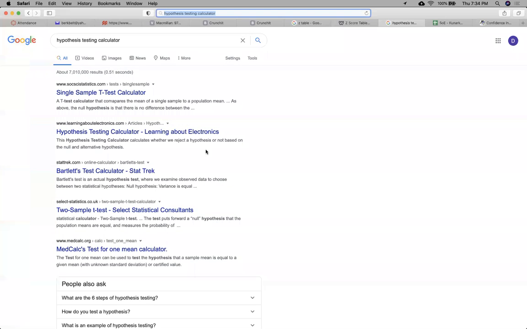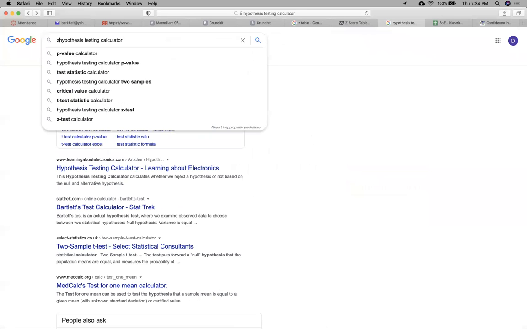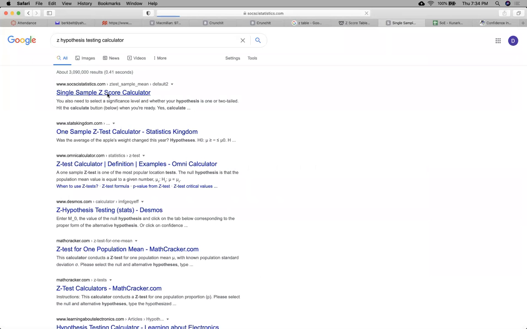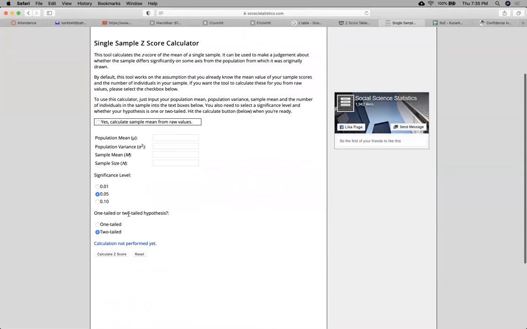Is there another website to do the thing? Well, let's take a look. Hypothesis testing calculator. Am I still sharing? Hold on, I don't think I am. One second. Hypothesis testing calculator. So let's go to the first one. This is a t-test. I don't want a t-test. We're doing z-tests. So let's go back and do Z hypothesis testing calculator. Here we go. One-tailed or two-tailed.